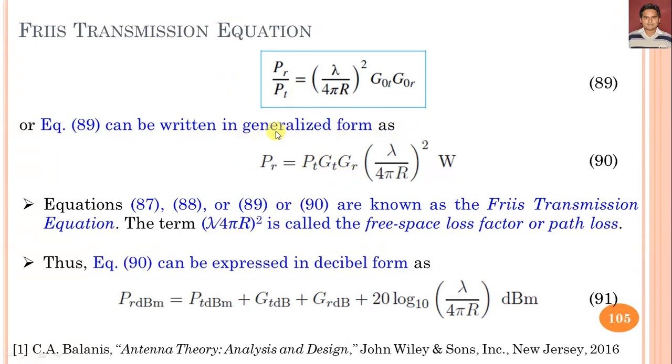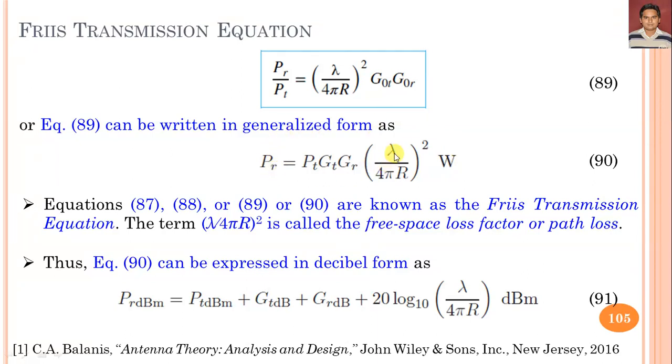This equation can also be written in the generalized form that we have discussed for wireless or mobile communication: P_R equal to P_T G_T G_R times (lambda upon 4 pi R) squared. Here we have eliminated the isotropic assumption, and we write the received power in the generalized expression represented in equation 90, and this equation is also known as the Friis transmission equation.